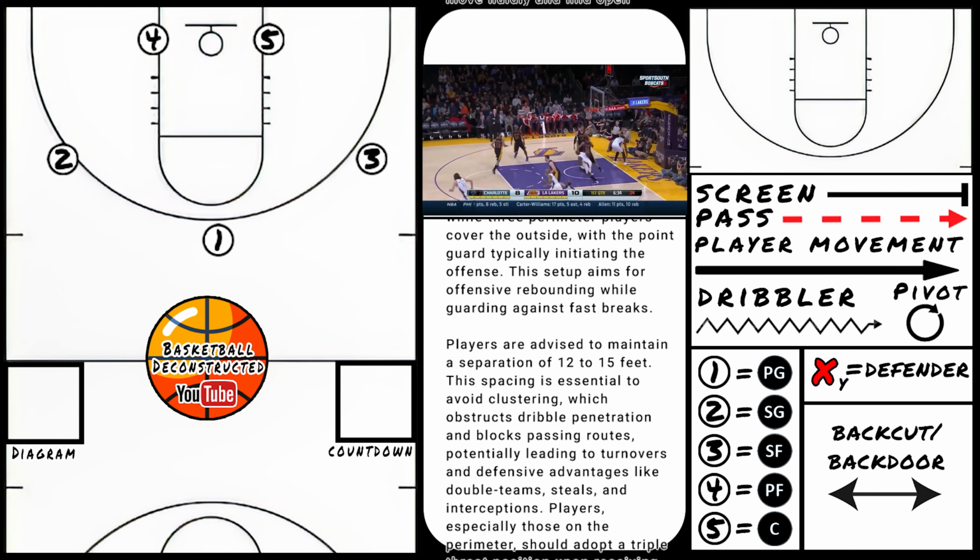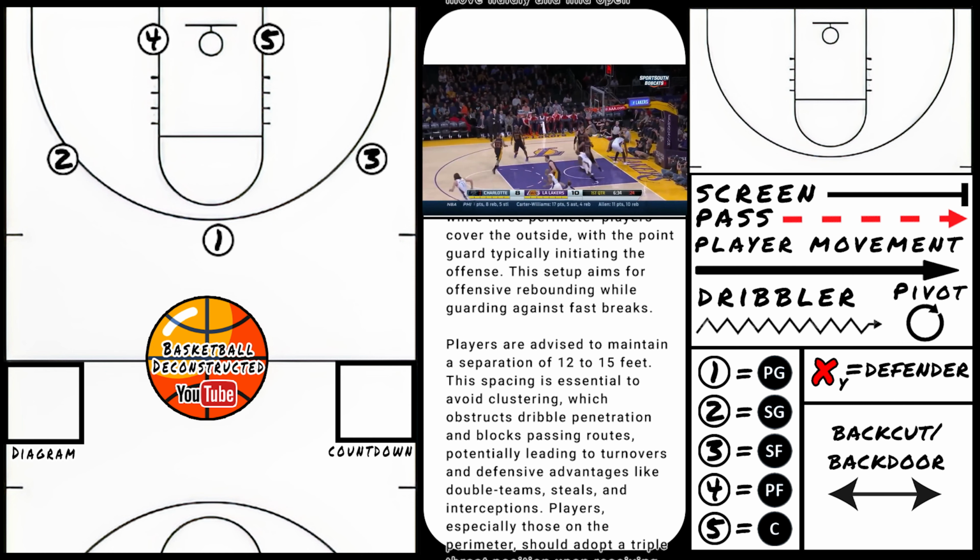The motion offense, originally attributed to Coach Henry Iba at Oklahoma State and further developed by Bob Knight at Indiana, is a dynamic basketball strategy emphasizing player movement, spacing, and screening over running set plays. This adaptable offense, effective against various defenses, allows players to move fluidly and find open spaces on the court.